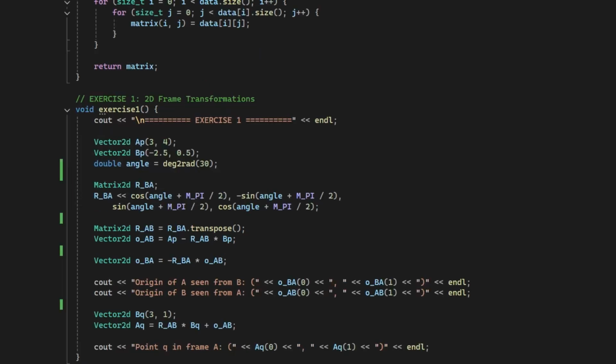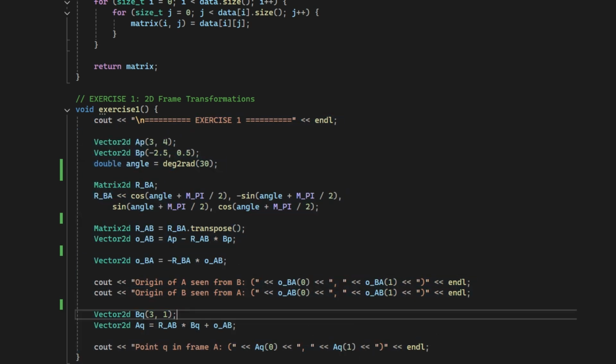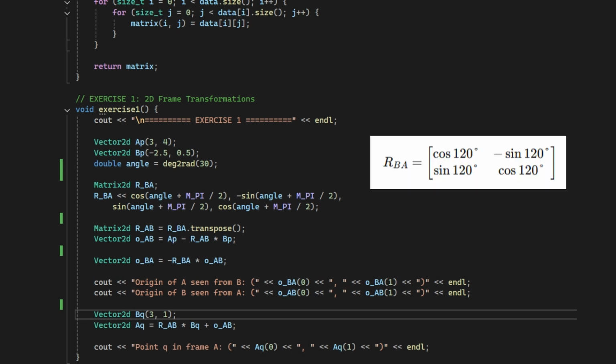In exercise 1, we need to find the origin of A seen from B, the origin of B seen from A, and the coordinates of Q in A. And that's what we are doing in that exercise. First of all, the rotation between frames: if XA makes 30 degrees with YB, then the whole angle is 120 degrees. So, the rotation matrix is that.